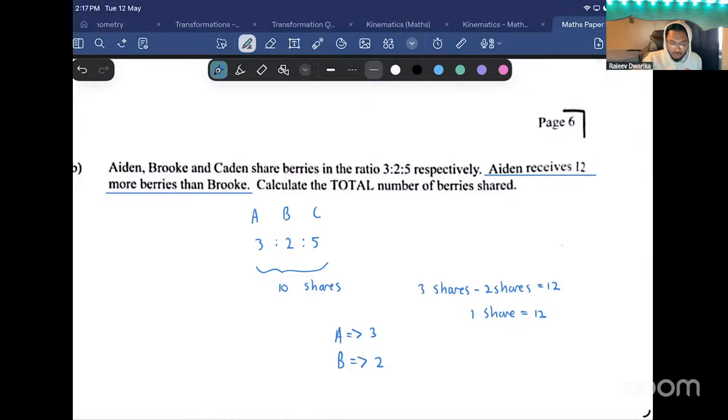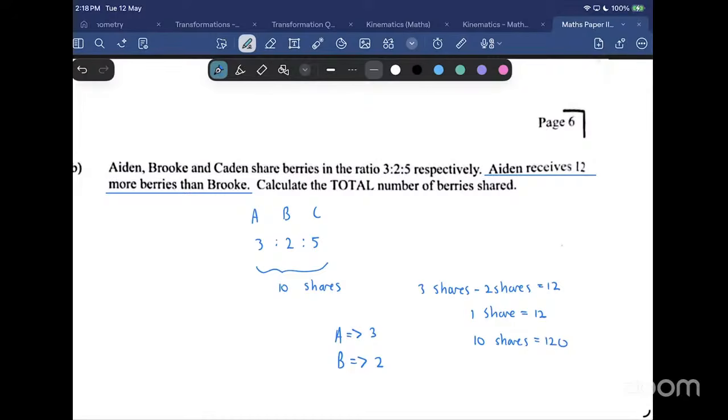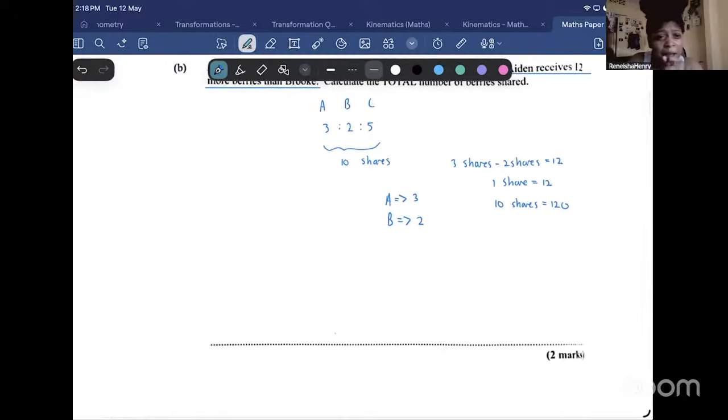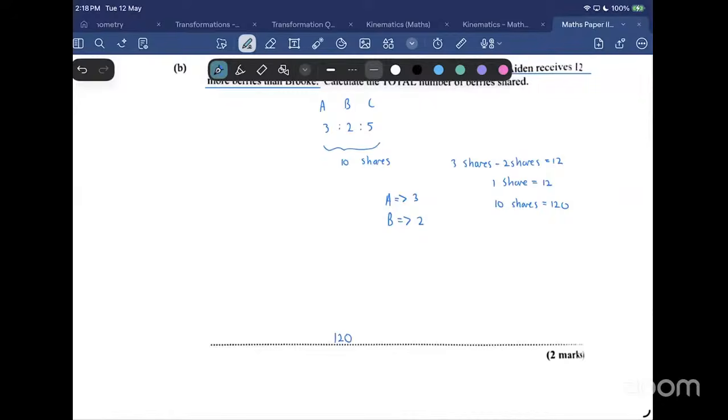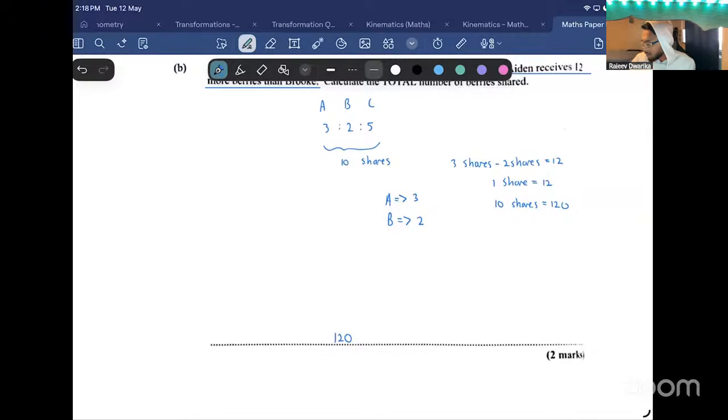So if we wanted to calculate the total number of berries shared, it was 10 shares altogether, so we multiply everything by 10. So 10 shares would be equal to 120. Anybody get 120, guys? Yes, I get that. Okay, nice. Right, let's move on.